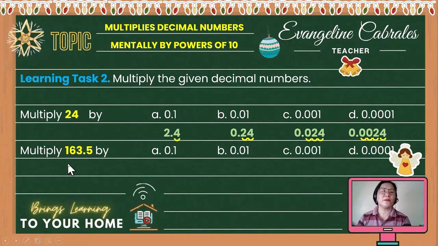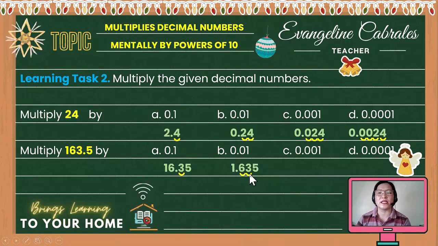Let's have another example. 163 and 5/10 by 1/10 is 16 and 35 hundredths. So, iniusod. Kaya nasa pagitan na ng 6 and 3. And then, 163 and 5/10 times 100 is 1 and 635,000. Iniusod ng dalawang beses. Kaya nasa pagitan na ng 1 and 6. And then, 163 and 5/10 by 1,000 ang sagot.